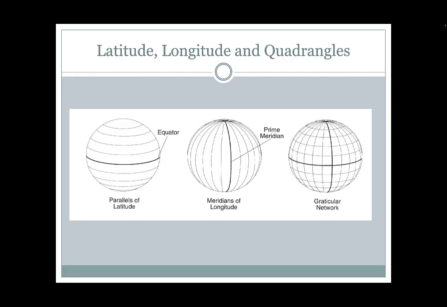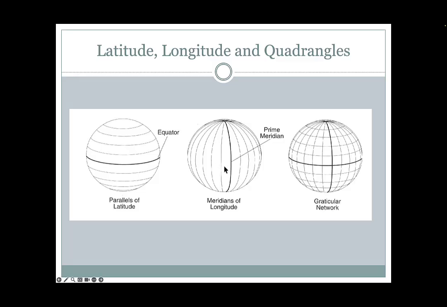So of course, latitude are the lines that run east to west around the globe. They're sometimes also called parallels because they never cross each other. And they vary from 0 at the equator to plus 90 degrees at the North Pole to minus 90 degrees at the South Pole. Lines of longitude are also called meridians.